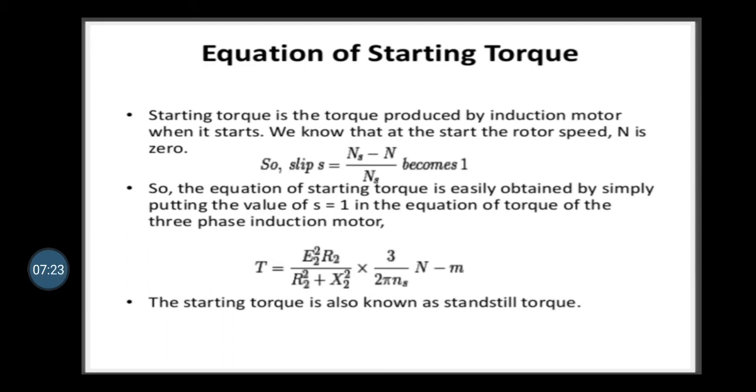Putting S is equal to 1, we get T is equal to E2 square into R2 upon R2 square plus X2 square into 3 upon 2 pi Ns, Newton meter. The starting torque is also known as the standstill torque.